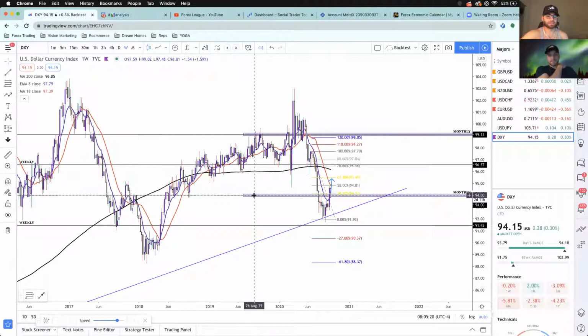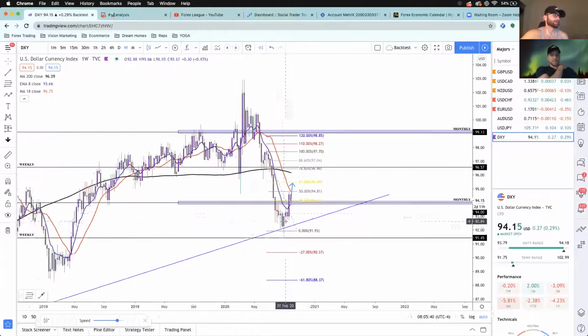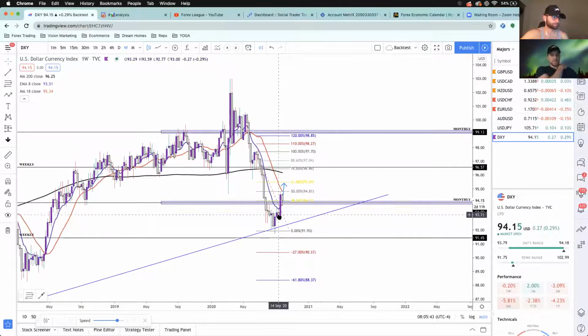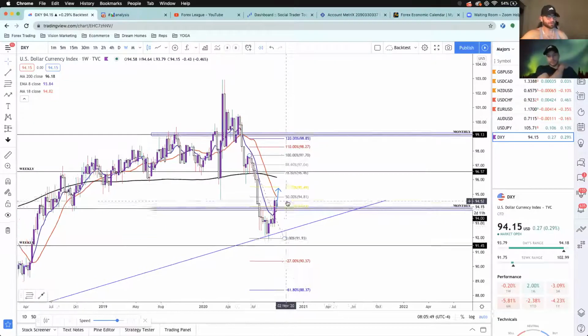DXY, the dollar index, for those that don't know, is just the value of the US dollar. We're trading a lot of the major pairs here, so we use this to see the strength of the dollar in relation to all of these pairs. They correlate pretty well with this, so it's definitely very useful. Right now we can see DXY had a big fall off, but a lot of buyers just stepped in recently. We just popped up above this monthly level right here.